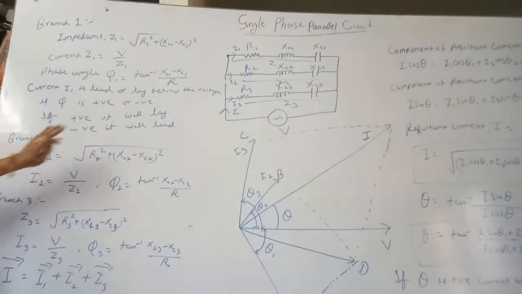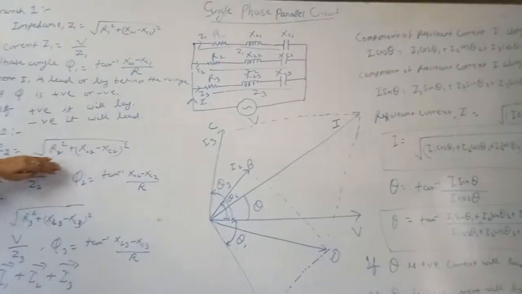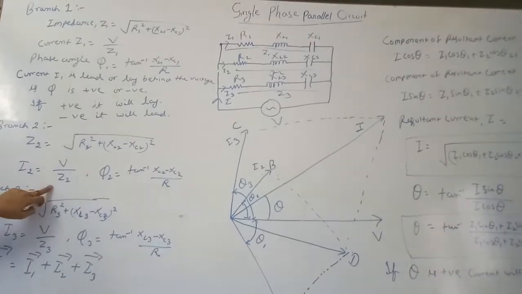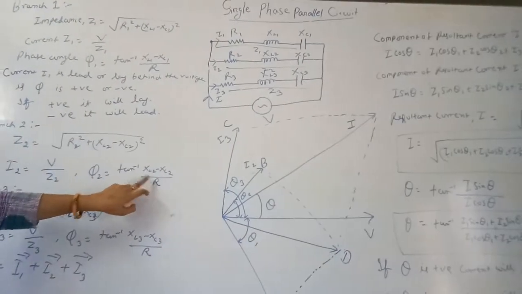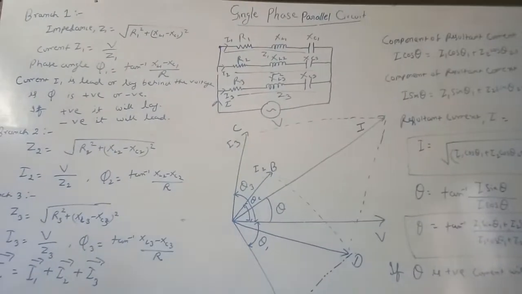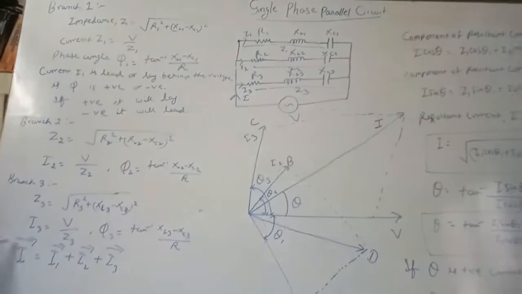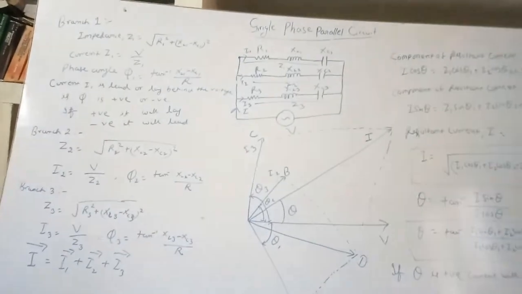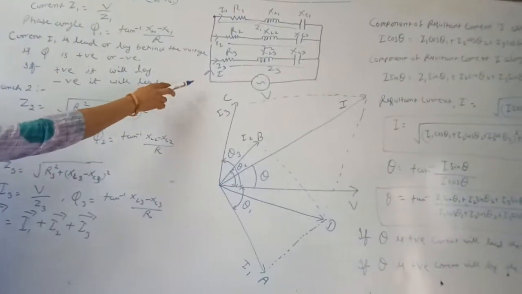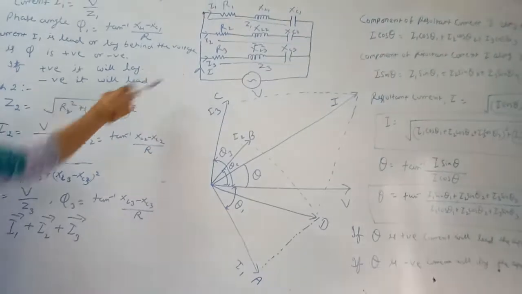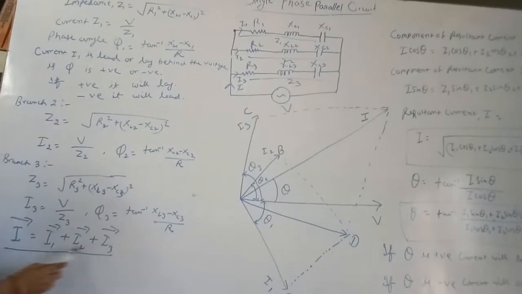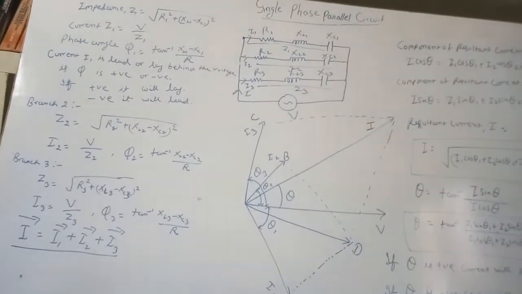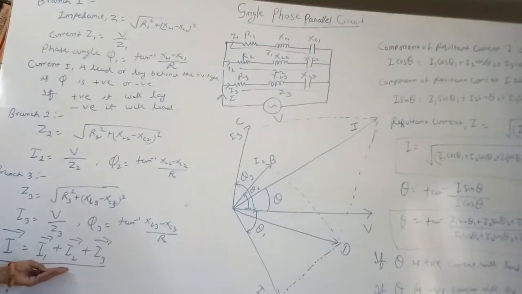Now for branch 2, Z2 is given by this formula, I2 is V upon Z2, and phi 2 is given as tan inverse (XL2 minus XC2) upon R2. Similarly, Z3 and I3 can be calculated. So this current I is the resultant phasor sum of I1 plus I2 plus I3. So we can calculate this value.